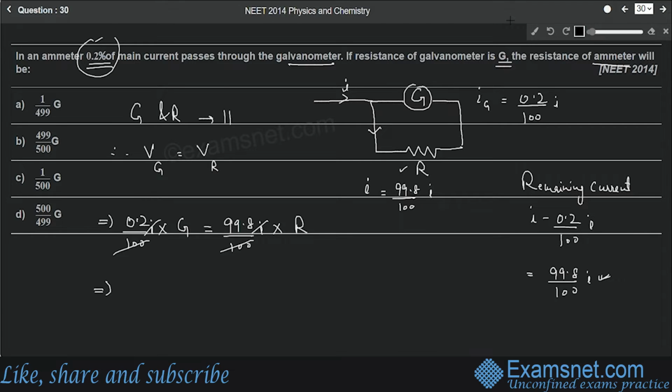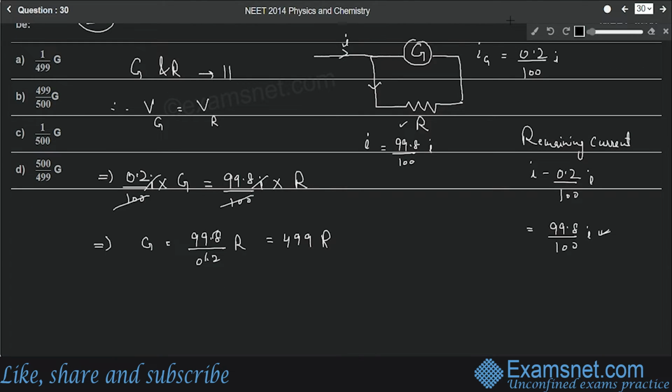Now on solving this, we get G equals 99.8 by 0.2 R, that is equal to 499 R. So G is equal to 499 R, or we can write that R equals G by 499, because here we have to find it in terms of G. Let's say this is equation number 1. So understood till now? Now we have to find the equivalent resistance.